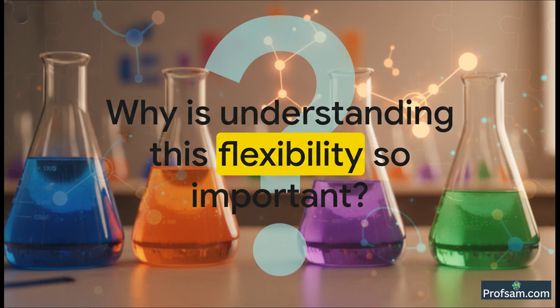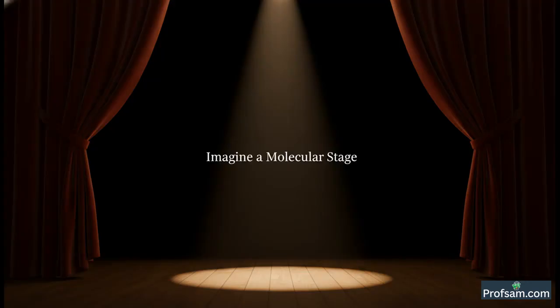Without this idea, we simply cannot explain why transition metals show such an amazing range of colors, why they have multiple oxidation states, and why they form so many complex compounds, while the main group elements do not. Now, to see how this works at the atomic level, let's build a mental picture together.